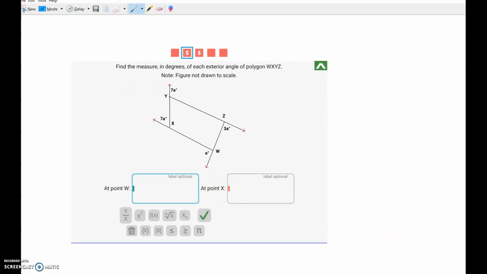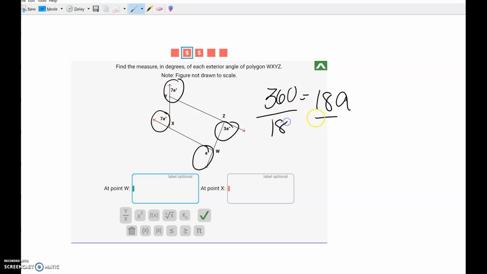Find the measure in degrees of each exterior angle of a polygon. Here we have 7A, 7A, 3A, and A. The exterior sum of a polygon is 360. So 7 plus 7 is 14, 15, 18A. Divide both sides by 18. I think I missed A. Yes, so A is 20.